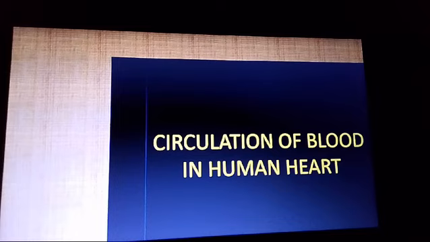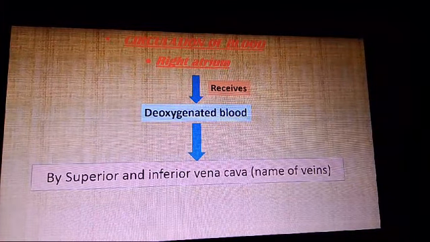Another lecture, which is basically the continuation of the previous one. In my previous lecture, I discussed the structure of the human heart, its location in the body, and a little bit about its working. Today we'll discuss the movement of oxygenated and deoxygenated blood in the human heart, and which pathway both types of blood follow while moving in the body or inside the heart. Okay, come towards the lecture.